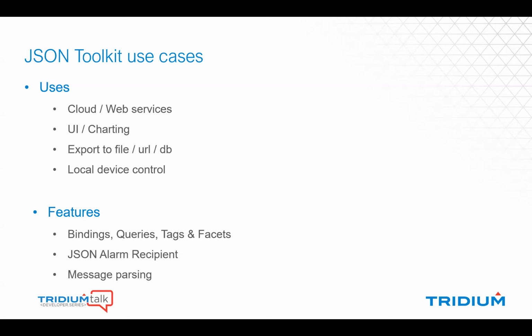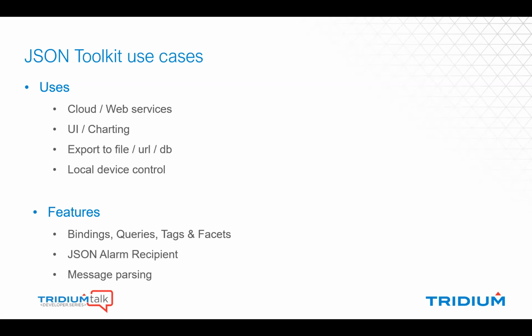Some features that support these use cases are bindings. So when the schema is bound to a point, it updates on change of value. Queries, which allow the result of any equal or nequal query to be embedded in the output. So perhaps history data, or indeed any BI table could be used. And support for the semantic model of Niagara via tags and facets, allowing us to apply meaning to the messages that we're creating.